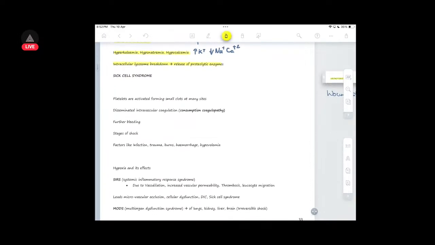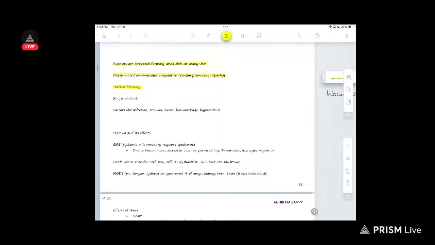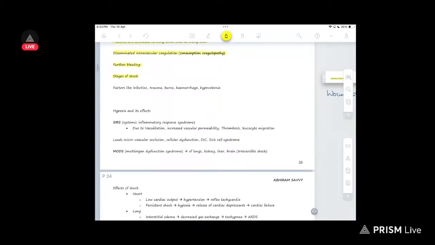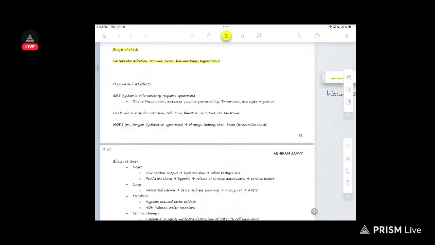Then you have the sickle cell syndrome, where platelets are activated and form small clots at many sites. Disseminated intravascular coagulation and consumption coagulopathy will occur. There is further bleeding, and stages of shock will be there. Factors like infection, trauma, burns, hemorrhage, and hypovolemia will influence hypoxia and its effects.